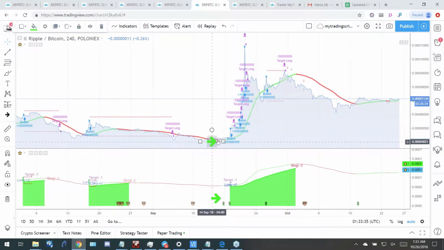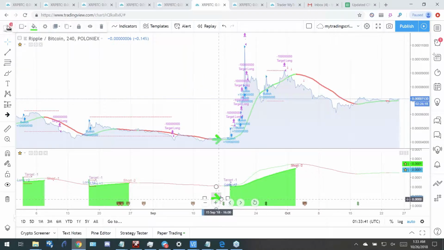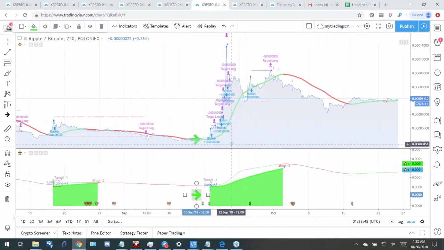So pretty much in here, this is the Ripple Bitcoin. What I'm showing you in here is that we all caught this move. This could be you right now, the next time it comes up. When this thing turned up in here, I'm pointing it out and emphasizing it with the arrows. Right here, we got the first dollar sign.